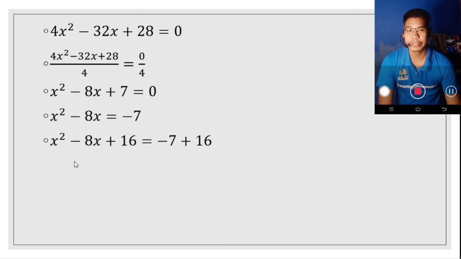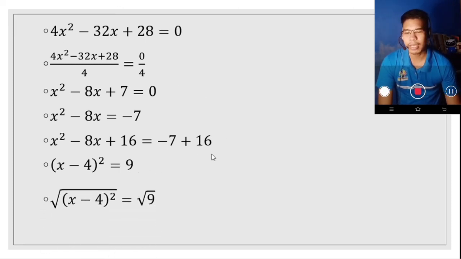And then we convert this into a square of binomial. So that will become the square root of x squared, x. Copy the sign of the middle term, minus, then the square root of the third term 16. Square root of 16 is 4. Quantity squared. Simplify the right side. Negative 7 plus 16 is positive 9.